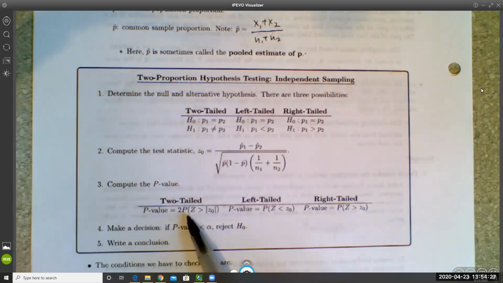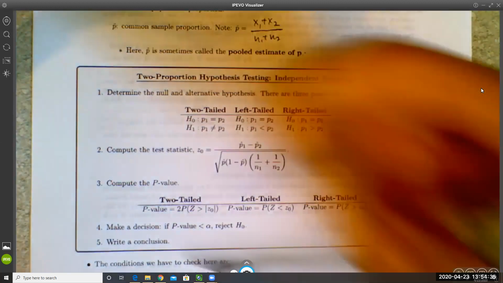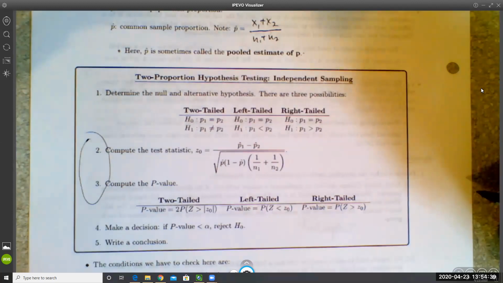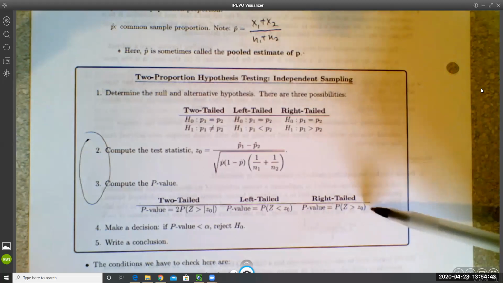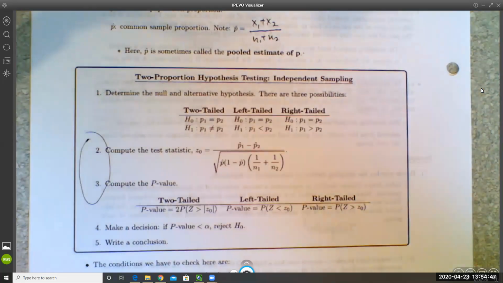Right, so for a two-tailed test, this is the p-value you want. For a left-tailed test, this is the p-value you want. For a right-tailed test, this is the p-value you want. Of course, StatCrunch is going to do these two steps for us simultaneously, right? So you don't have to worry too much about that. But what I do want you to understand is, again, what does the p-value represent? The p-value is the probability that we obtain the sample statistic that we obtained if we assume the null hypothesis to be true.